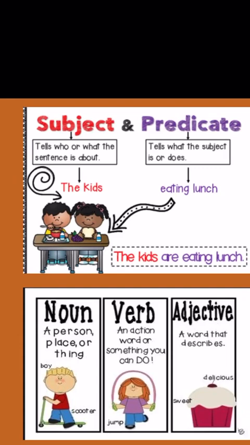That's right, it's about the kids, so that is the subject of that sentence. Now, what are they doing? Are eating lunch. That's the predicate of that sentence. Remember, you can't have a complete sentence without a subject and a predicate. They go together like peanut butter and jelly.